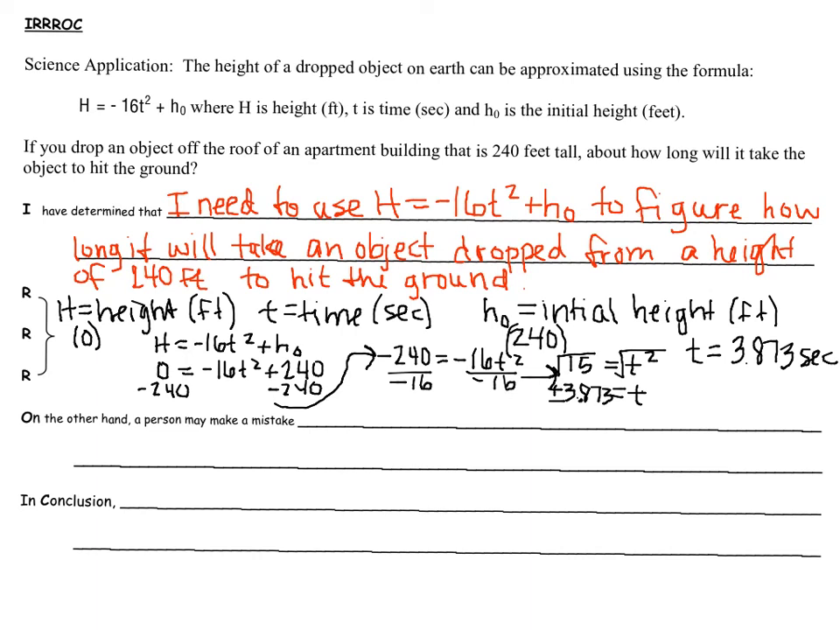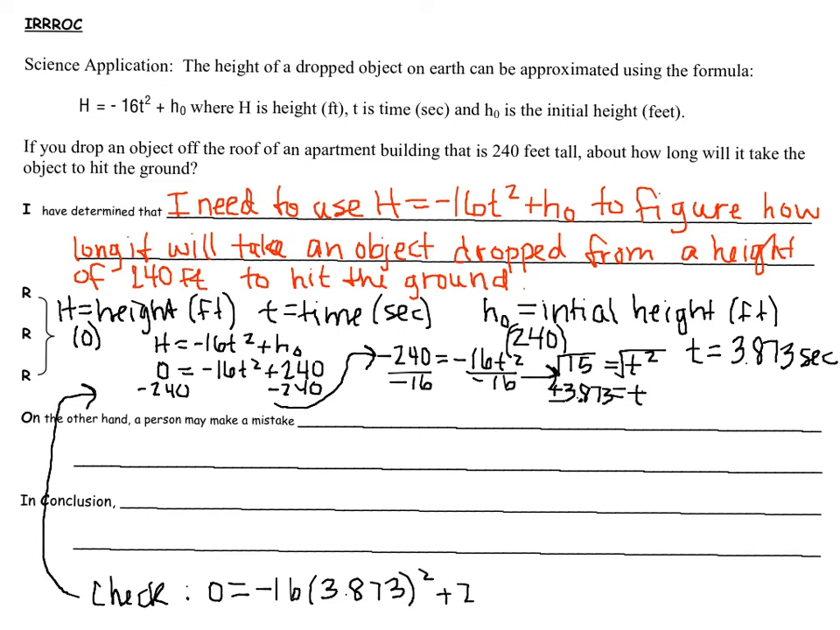Okay, so I've shown my work. The last r is supposed to remind me, is it right? So do your check. So you should go through and do your check. And I didn't leave myself a lot of space, so I'll put an arrow up here. Your check, this would be your 5th point for the work section, for the r's. Our check would be 0 equals negative 16 times 3.873, the quantity squared, plus 240. And if you plug that into your calculator, you won't get exactly 0 because we rounded, but it'll be very, very close to 0. So it'll show that our answer is right.